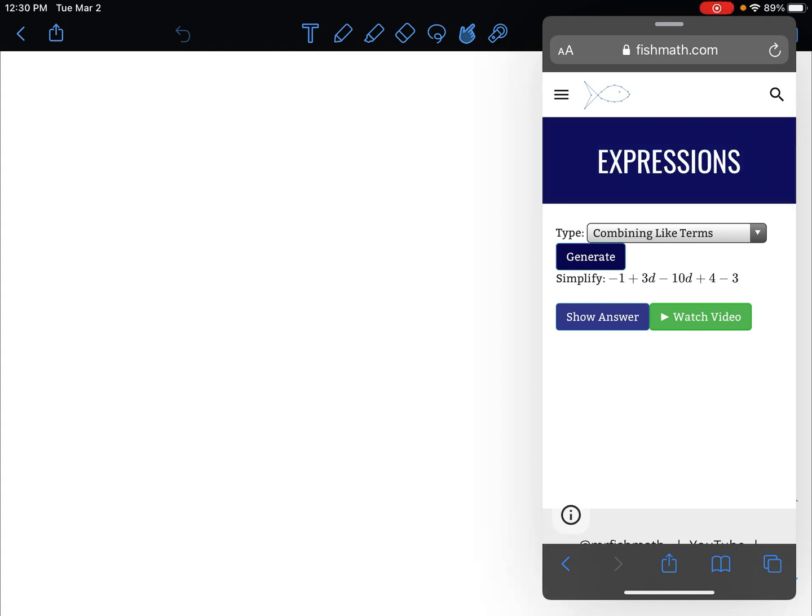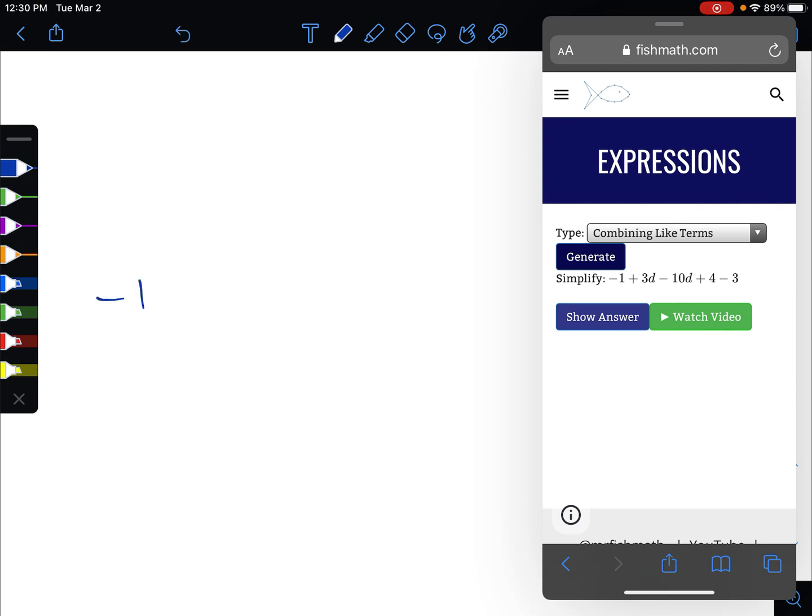We're going to talk about how to combine like terms, how to distribute, and how to do both of those in one problem. So first we're going to start with combining like terms. You'll see here I've got fish math pulled up on the side, and you see an example of just combining like terms. So if you look here, I'm going to copy this problem down. -1 plus 3d minus 10d plus 4 minus 3.